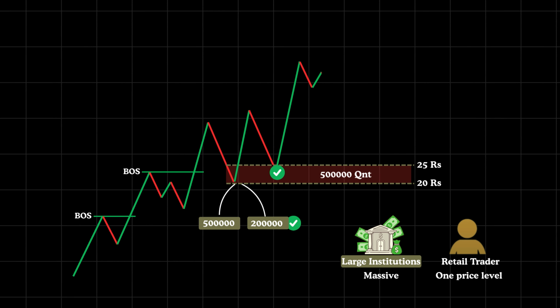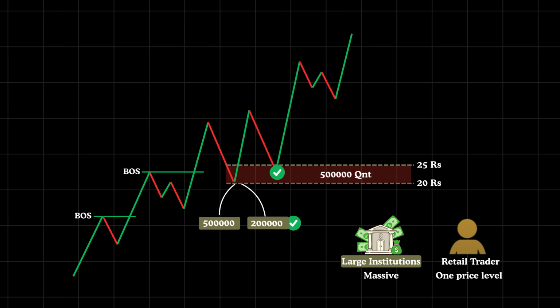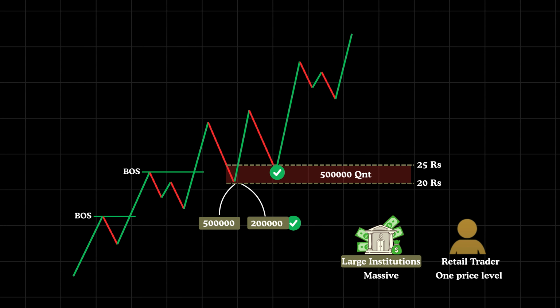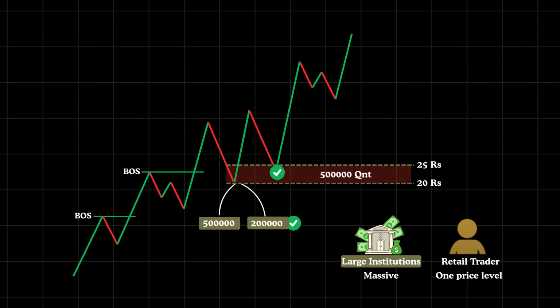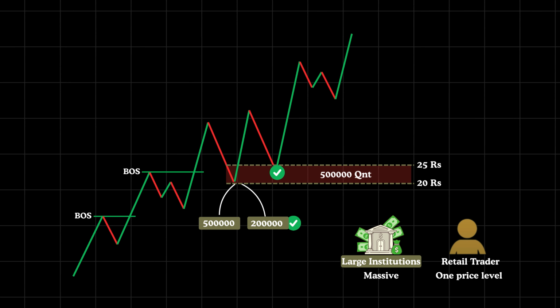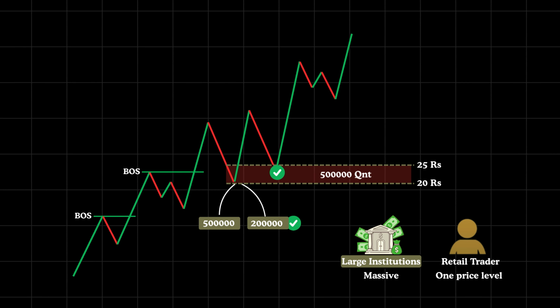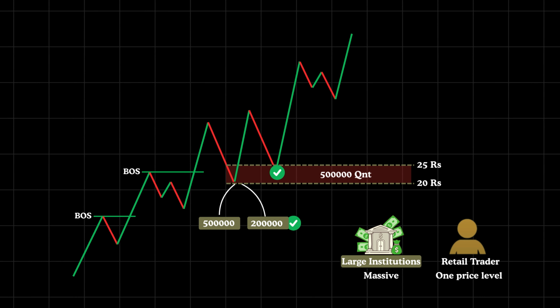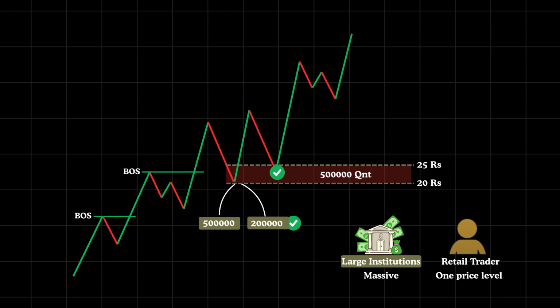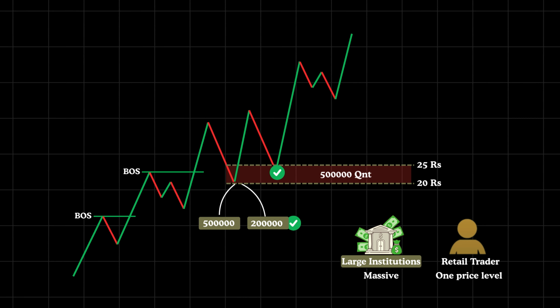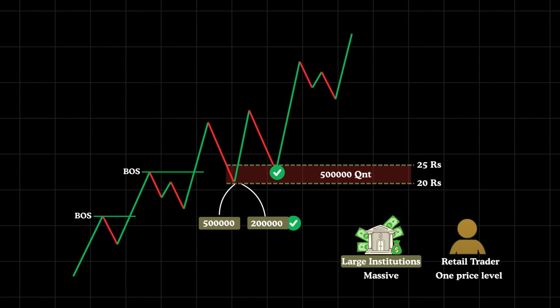Now, if some of their orders remain pending, smart money will often manipulate the price to revisit that same zone, allowing those pending orders to be filled. That's why we often see price pulling back into the zone before continuing its trend. This re-entry is where the remaining institutional orders are executed, leading to a strong price move in the expected direction.